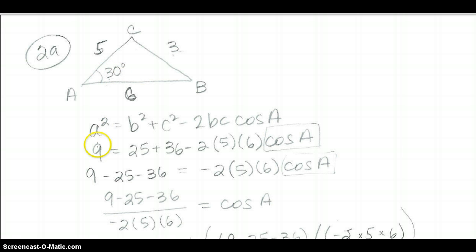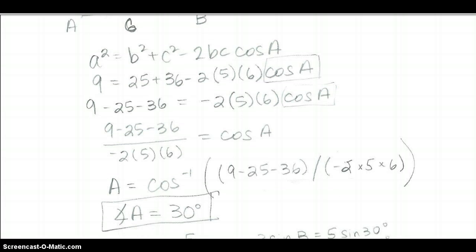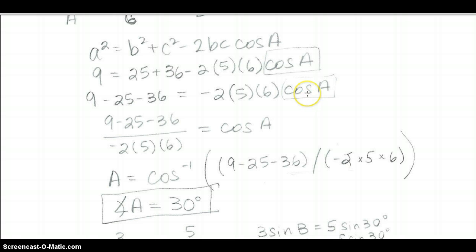A is 3, so it's 3 squared. B is 5. C is 6. Minus 2 times the product of B times C. So just be careful when you're plugging these in to get the cosine of A. You're subtracting these two from both sides.